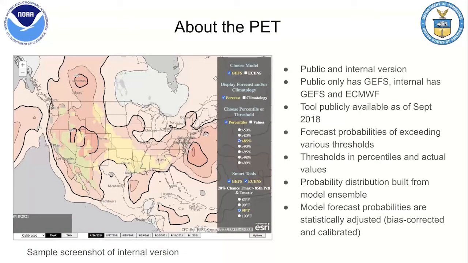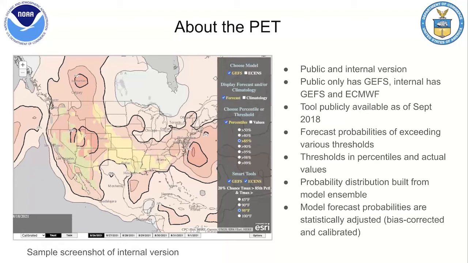A little bit about the PET. We have a public and internal version. We've had the internal version for quite some time, but now we have a publicly available version, which I'll show you as well. The public version currently only has the GEFS. The internal version has GEFS and European, and that's due to agreements with the European Center and legal agreements in terms of sharing it publicly. So we have had this tool publicly available as of 2018, and it's been running since then.